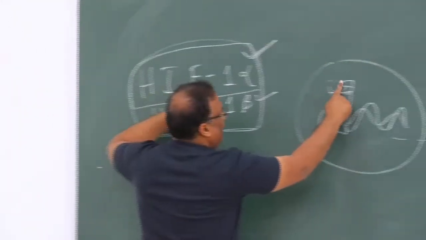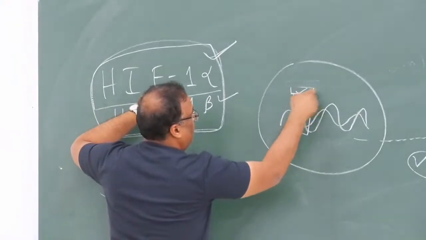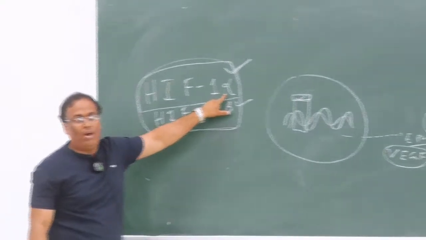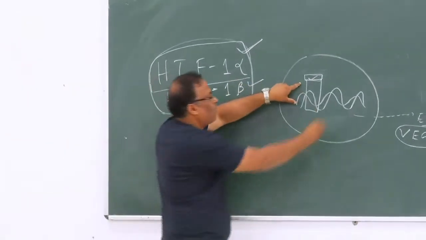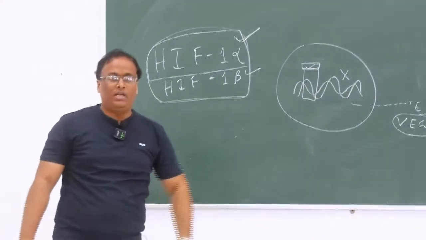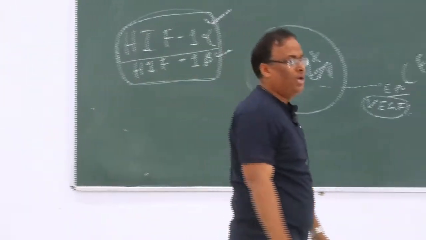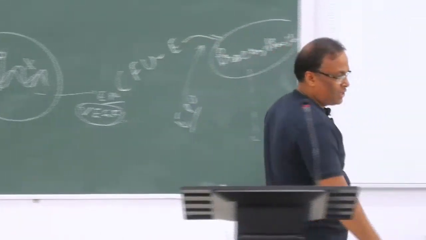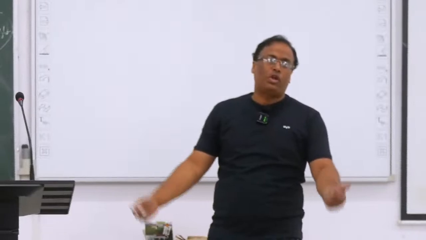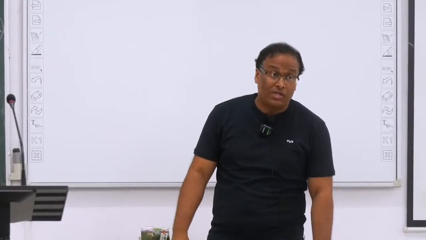Now if this goes away or does not come in some way, meaning the 1 alpha goes away, then this cannot work. If it does not work, then there is no question of any transcription, no question of any translation, no question of any protein synthesis, so no question of any erythropoietin synthesis.